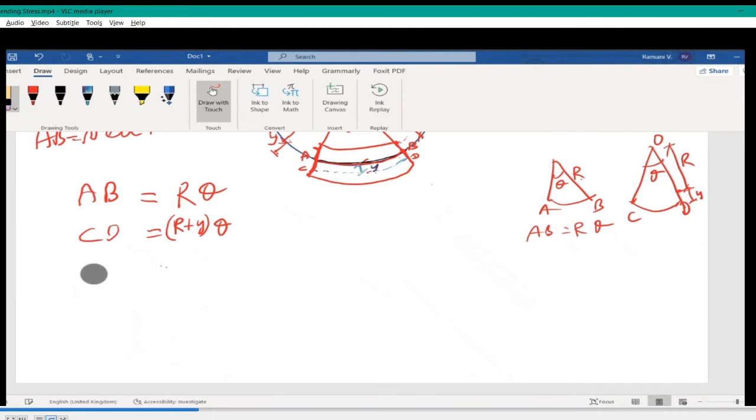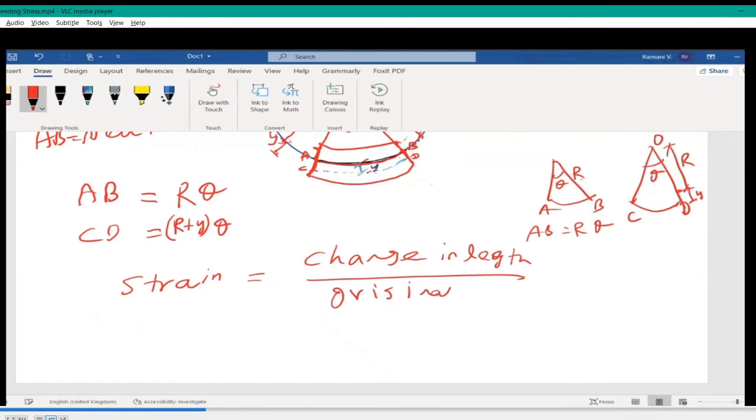And how do you define strain value? Strain is equal to, we are trying to find the deformation, right? Strain is equal to change in length divided by original length.